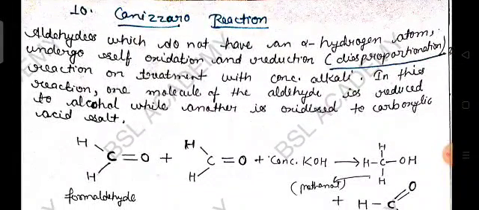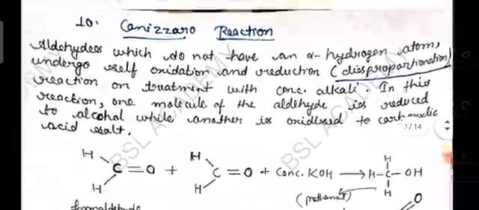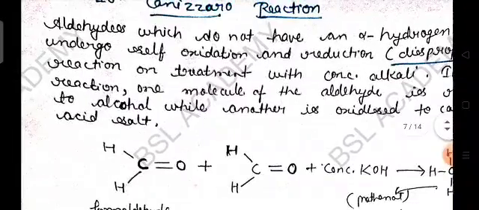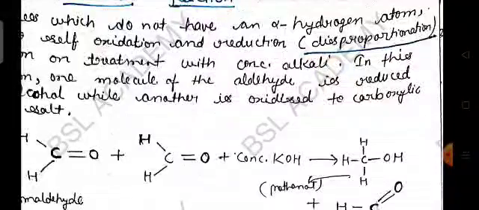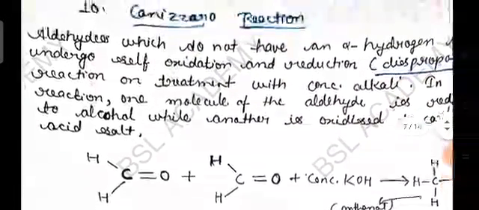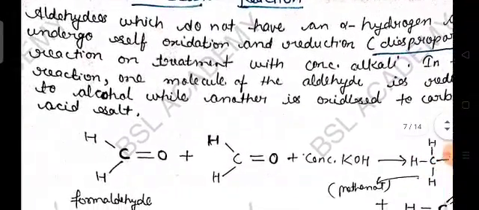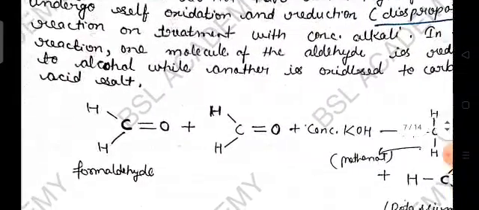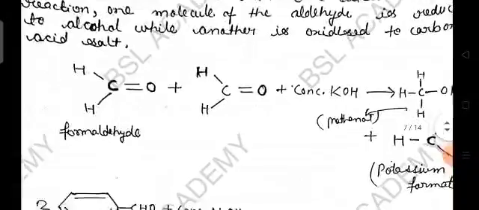Aldehydes which do not have an alpha hydrogen. So here aldehydes are given, undergo self oxidation and reduction, which is also known as disproportionation reaction. So Cannizzaro reaction is a disproportionation reaction on treatment with concentrated alkali. In this reaction, one molecule of the aldehyde is reduced to alcohol while another is oxidized to carboxylic acid salt.